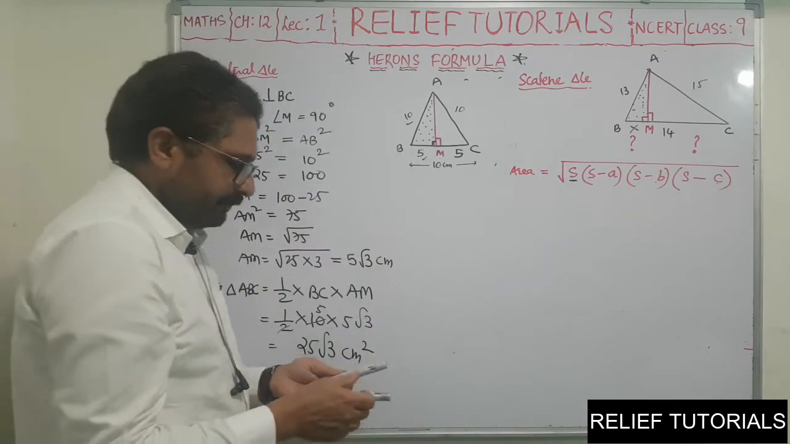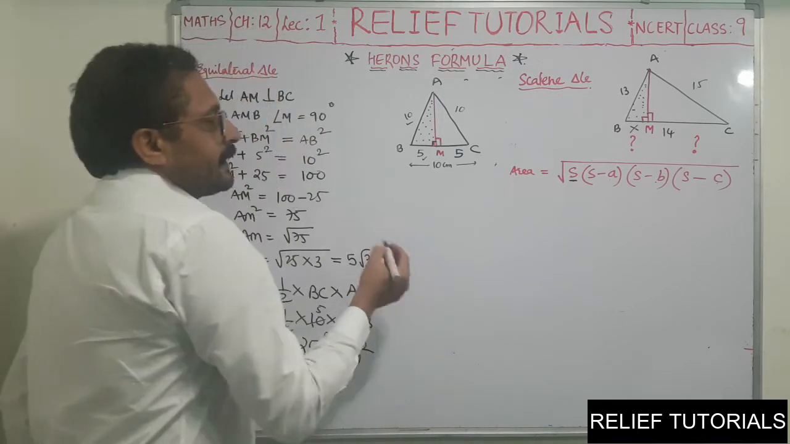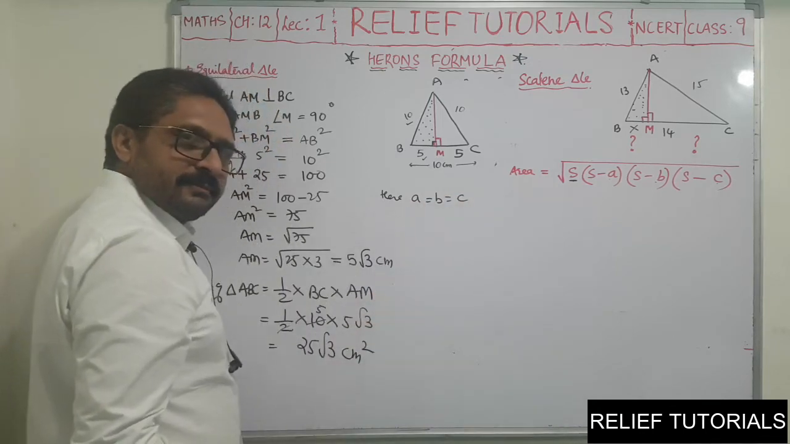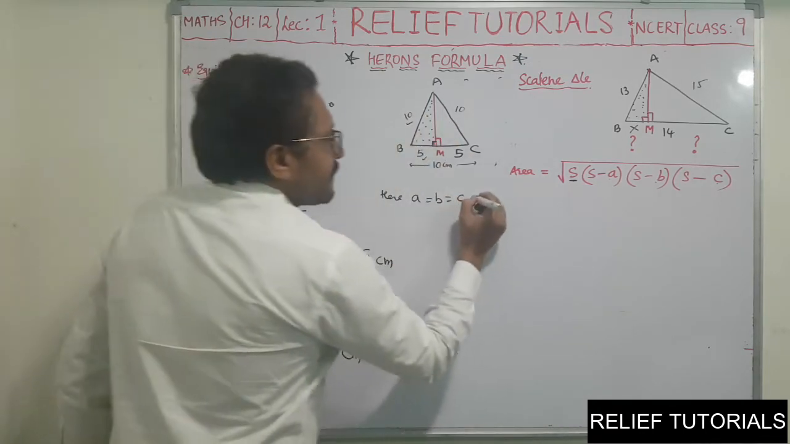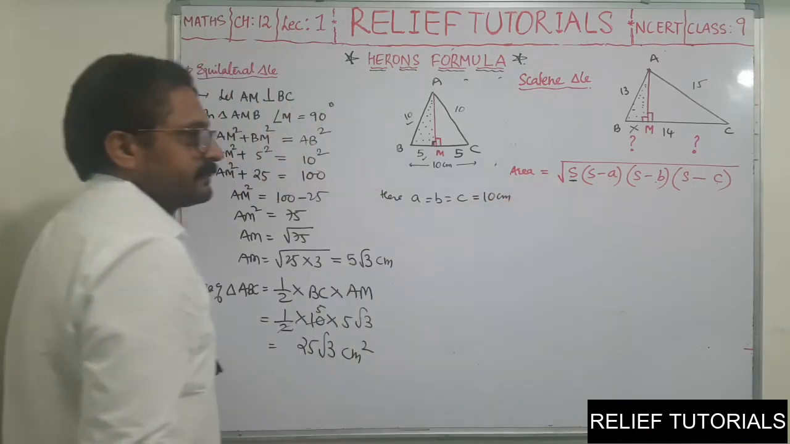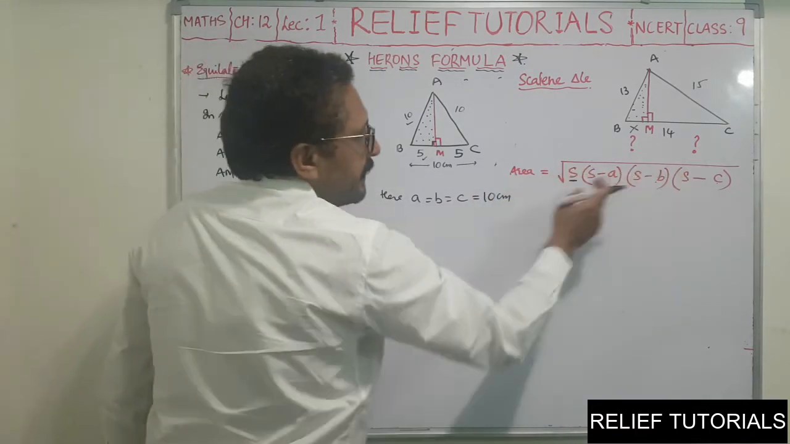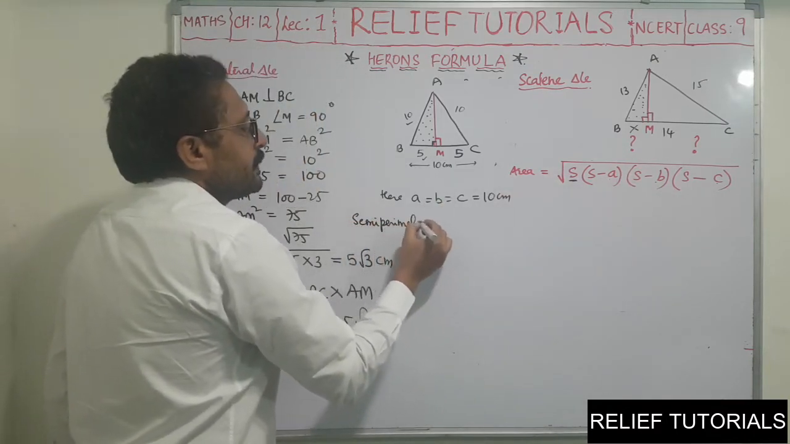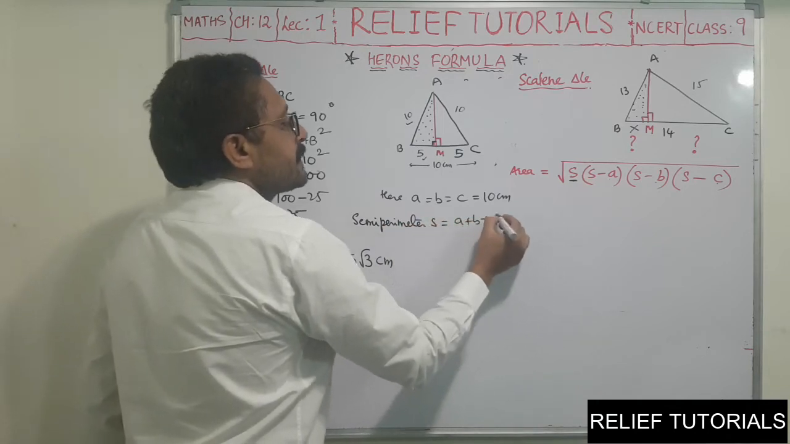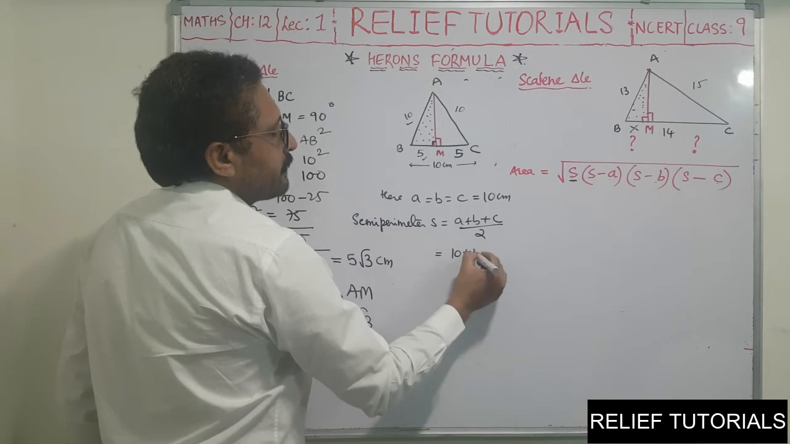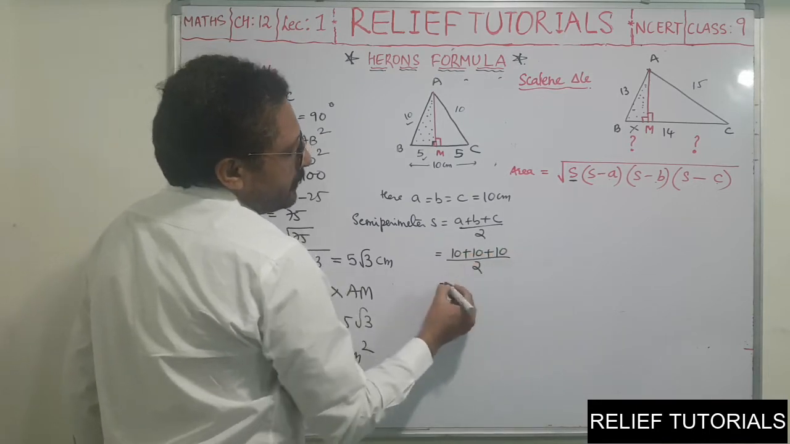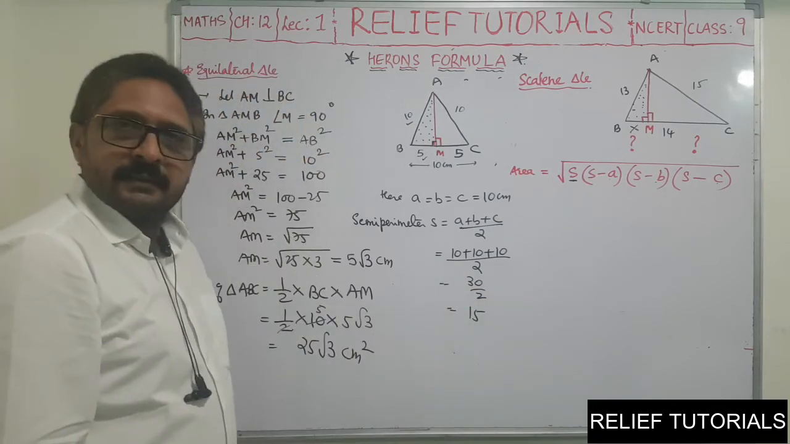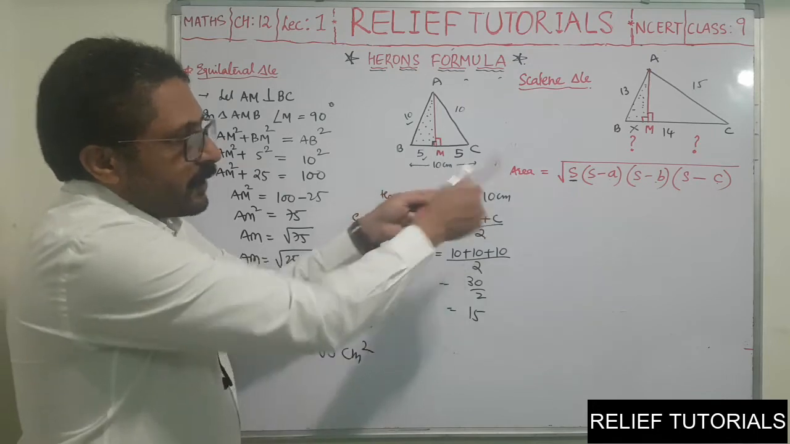Okay, see, we'll compare this. Now here, A, B, C, all these are equal. Why? It is equilateral triangle, no? So that is equals to 10 centimeter. So we got A, B, C. Now we will find S. S is semi-perimeter. S is equals to A plus B plus C by 2, so that is equals to 10 plus 10 plus 10 by 2, that is 30 by 2, which is equals to 15. Semi-perimeter is 15.